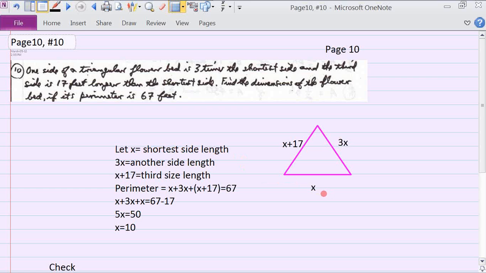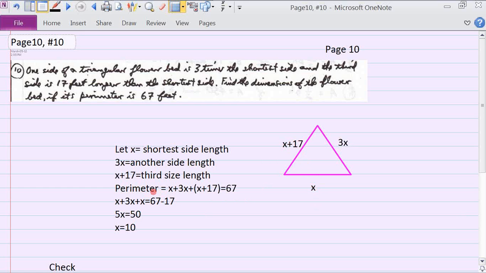That's the simplest one. Another side is 3x. That's what we are told right here. 3 times the shorter side. Well, x is the shortest side. Then the other side must be 3x. And we're told that the third side is 17 feet longer than the shortest side. So we take x and we add 17.